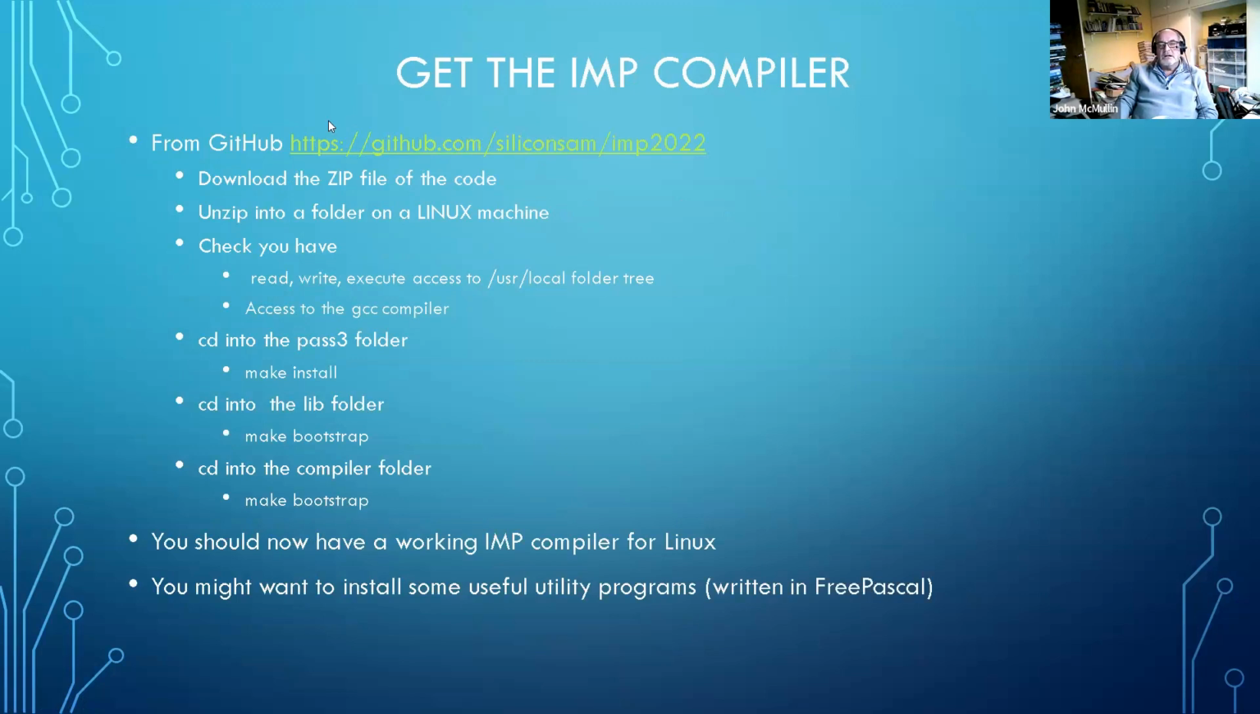So if you do that, load it onto your machine, go into the pass3 folder. That will contain the program to take an IBJ file and convert it into ELF or COFF format object files. So you need to do that first, then the lib folder, and run make bootstrap to build the runtime library, and then the compiler itself in the compiler folder, again bootstrap. And at that point, you should have a working Imp compiler.